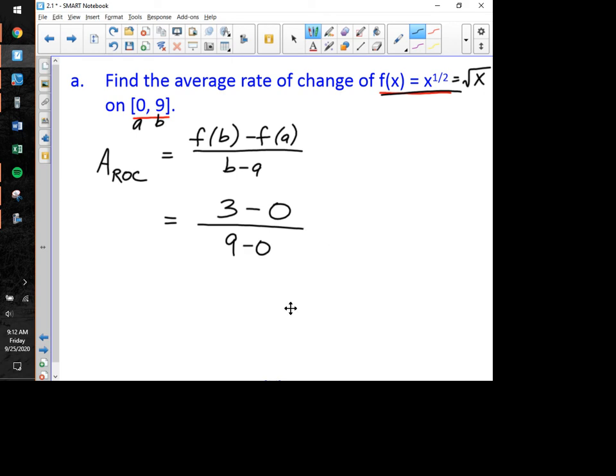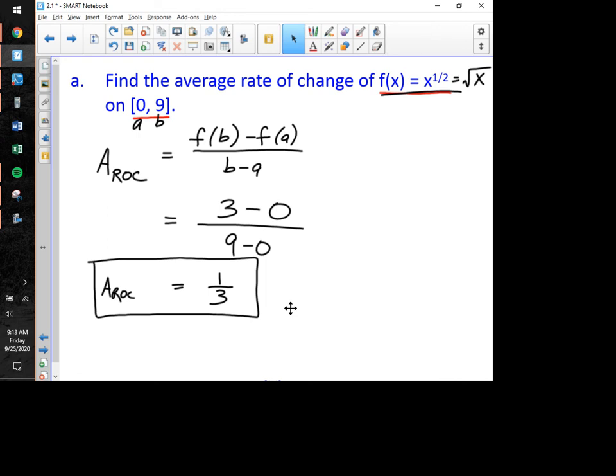So nothing too complicated here, guys. The 3 minus 0 on top gets us 3, 9 minus 0 gets us 9, and we end up with 1/3 for the average rate of change of this function on that interval. Now, if they just gave you a function and not any context for it and no units, there's not going to be any units for your answer at all. So, hey, guess what, guys? We're done.